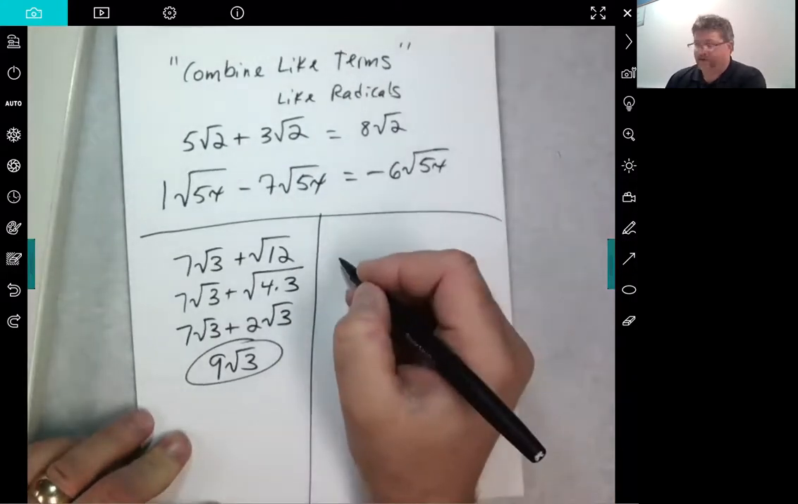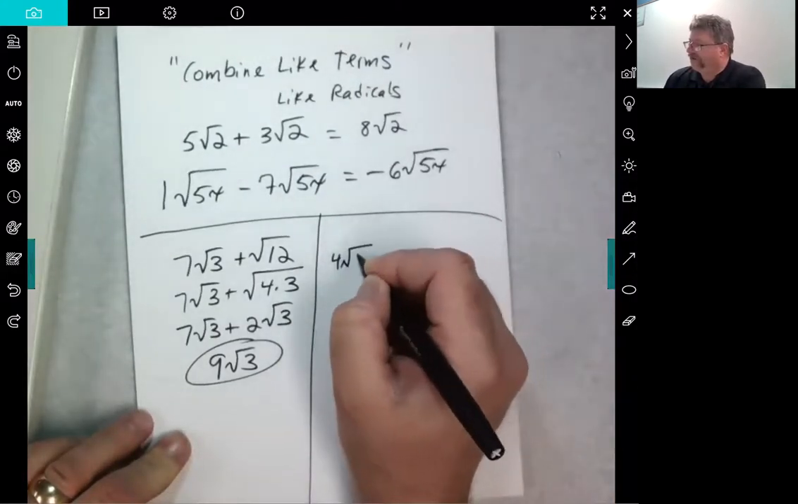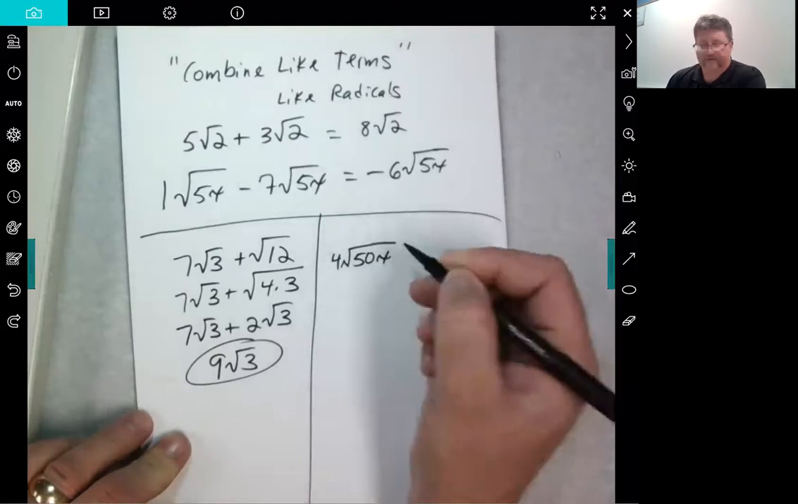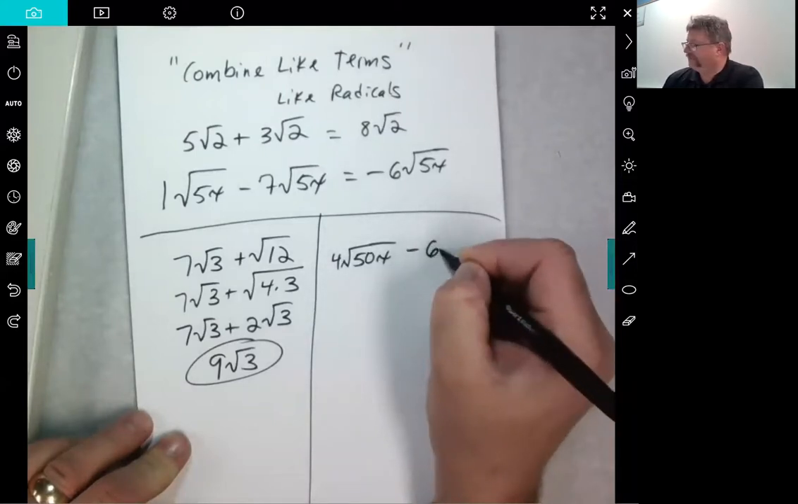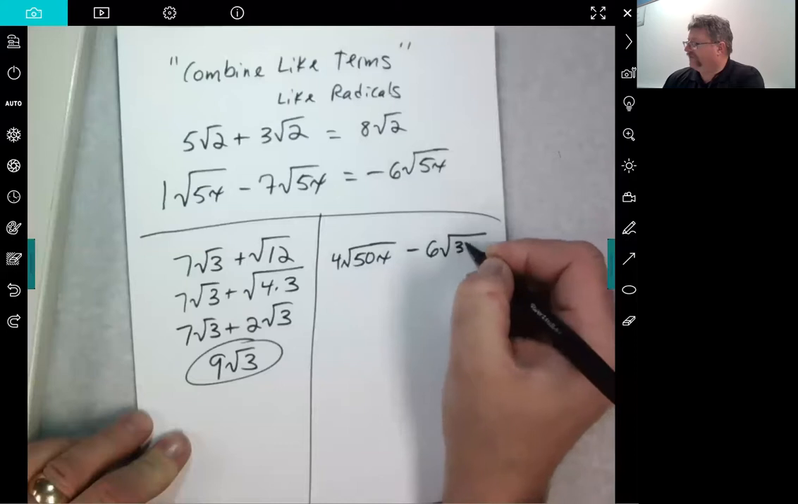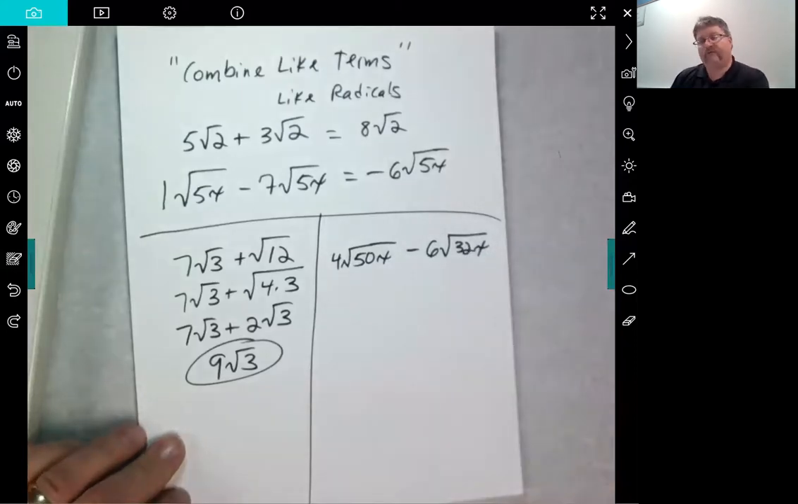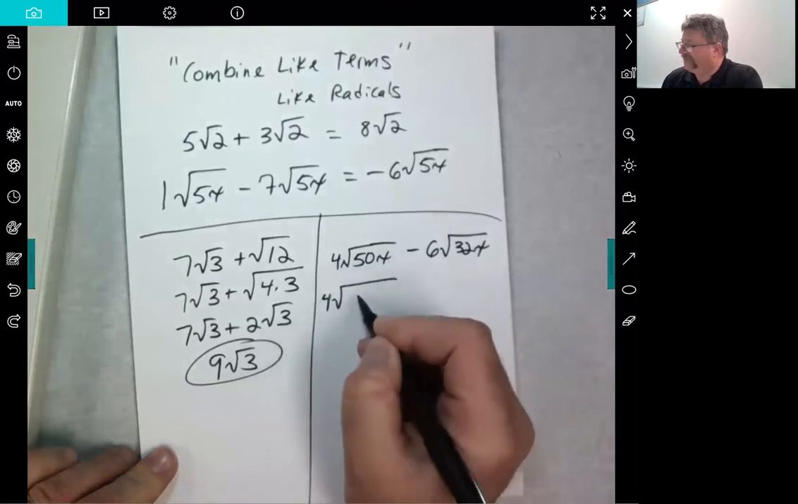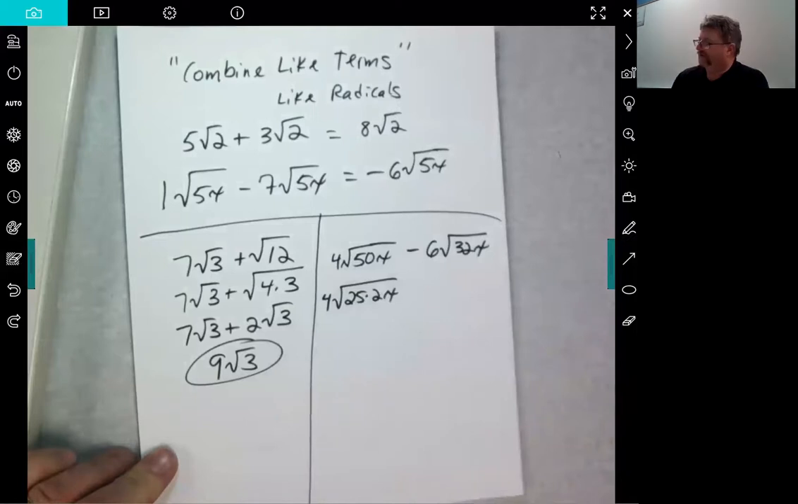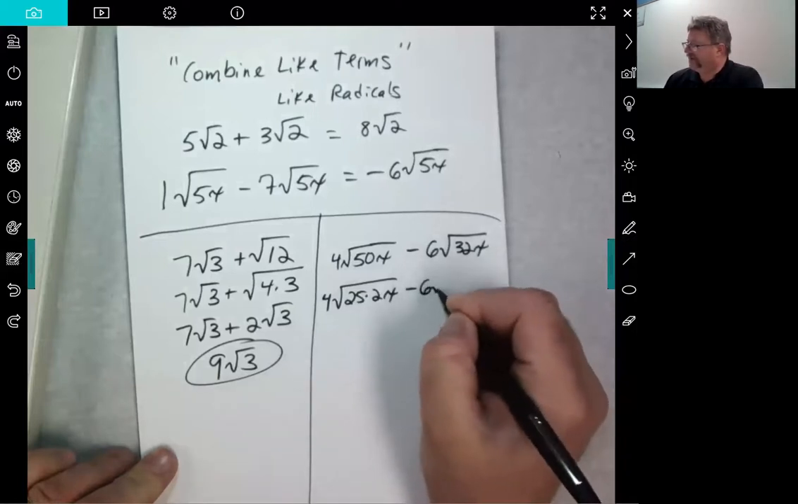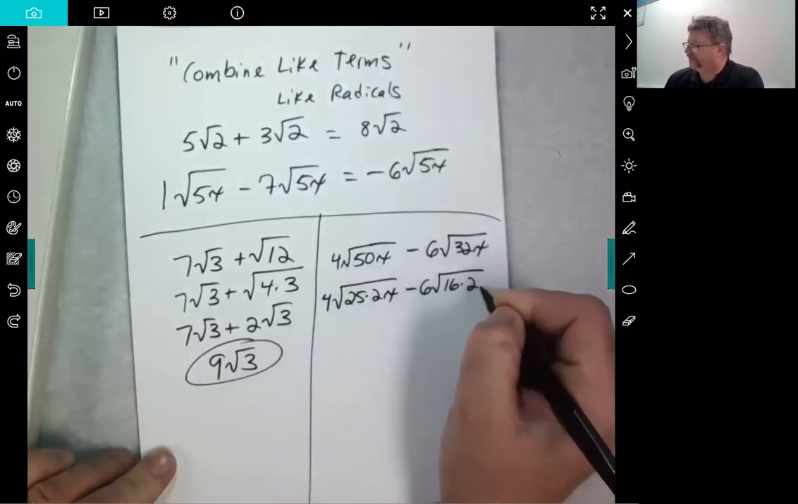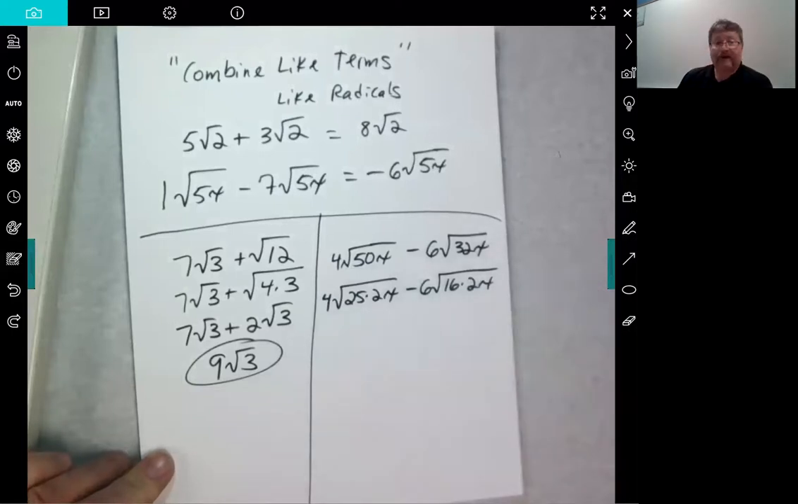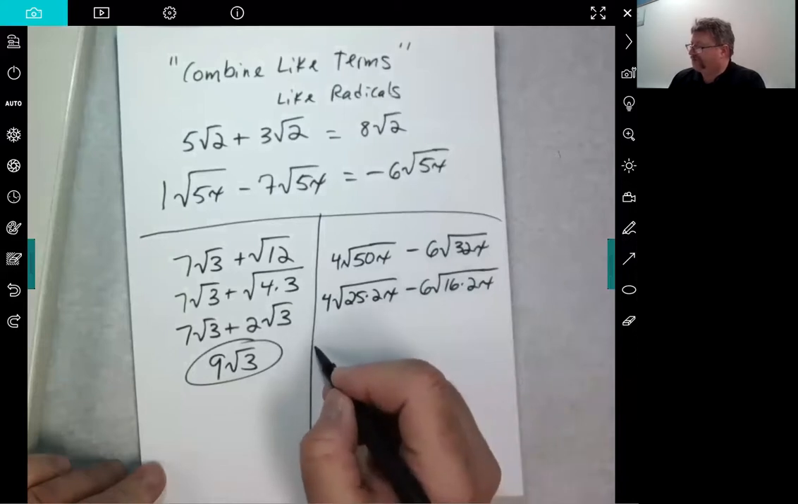How about this next one here? We have 4 radical 50x. Might as well throw an x in there to clunk it up a little bit. Minus 6 radical 32x. Okay, now again, at first glance, nothing I can do. Well, let's see. That 50 is really 25 times 2, so I'll say 25 times 2x there. And here I'll say 16 times 2x. So you can see I'm going to have some perfect square roots I can extract out of there.